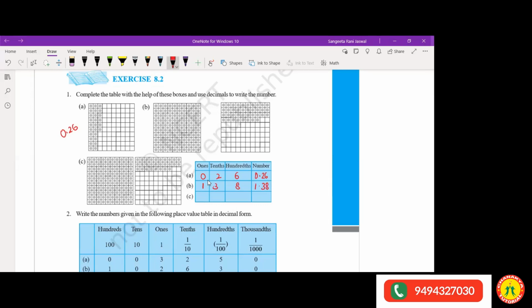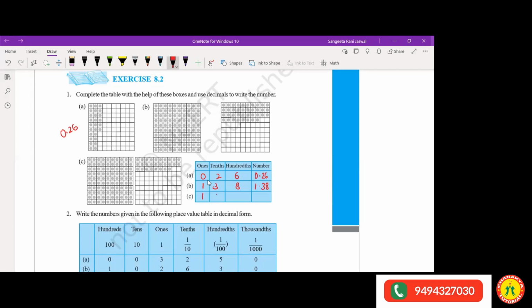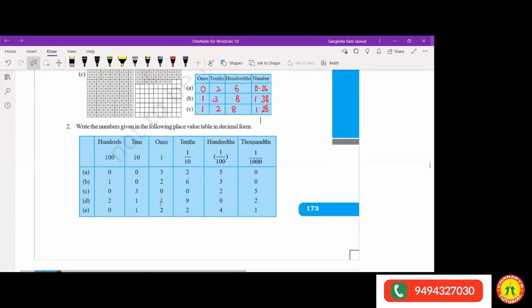Yes, ma'am. Now see the C part. C part is this, 2 boxes, ma'am. One is complete, 1.28. I mean, sorry, 2, 1.28 and 8. So this becomes 1.28. Okay. So this was pretty simple.